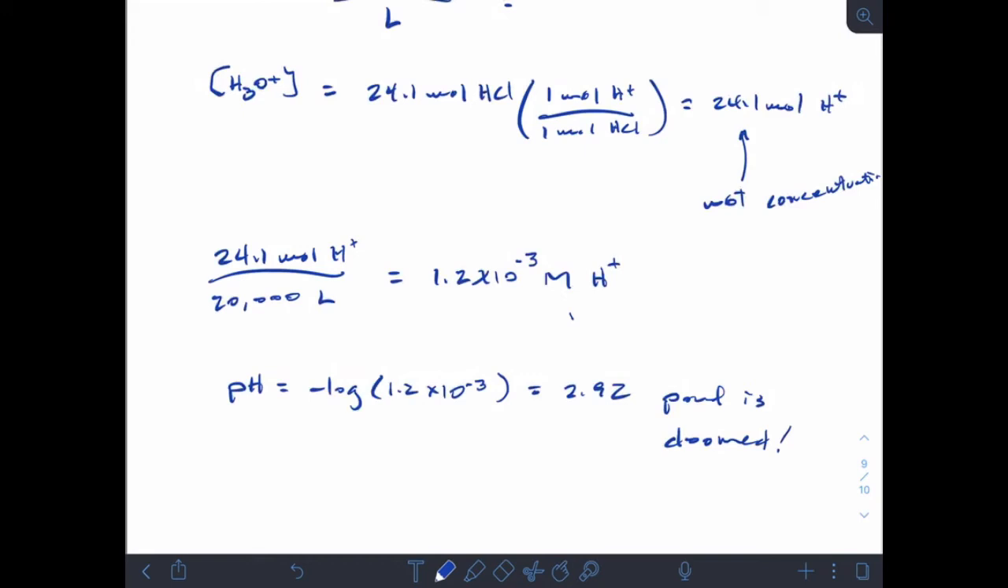So dealing with strong acids and strong bases is a very straightforward process, because you can find the ion concentration directly from the concentration of the solution. Okay, so we're going to stop there for this video, and we'll come back in our next video talking about how to deal with conjugate acids and conjugate bases and evaluating their strengths.